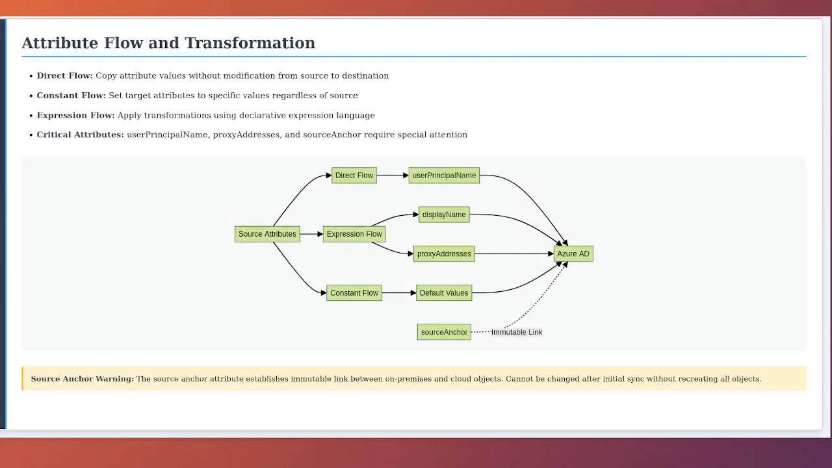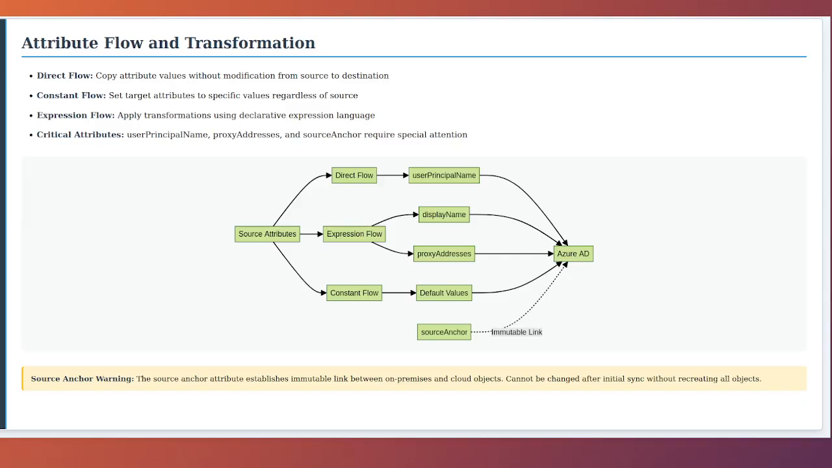Attribute mapping and transformation. Attribute mapping defines how attributes from on-premises Active Directory are synchronized to corresponding attributes in Azure Active Directory. Understanding attribute flows and transformation rules is crucial for ensuring that synchronized objects contain the correct information and meet the requirements of cloud applications. Azure AD Connect includes default attribute mappings that work for most organizations, but many scenarios require custom transformations to address unique business requirements. The synchronization engine uses attribute flow rules to control how data moves between directories.